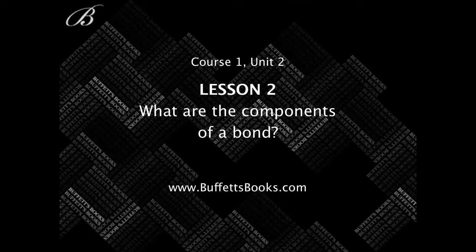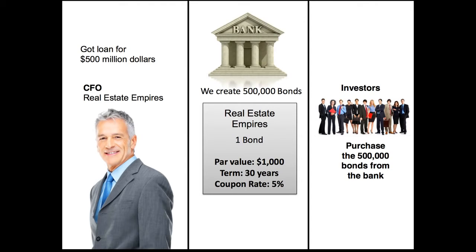So let's get started. In Lesson 1 we had a scenario where we had a CFO named Jack, and Jack was responsible for getting a $500 million loan from the bank in order to build a new headquarters building for his company. And so the bank created 500,000 bonds, and they issued all these bonds down to the investors. Some of that might not have been crystal clear.